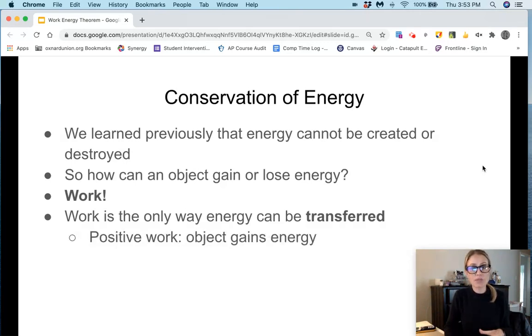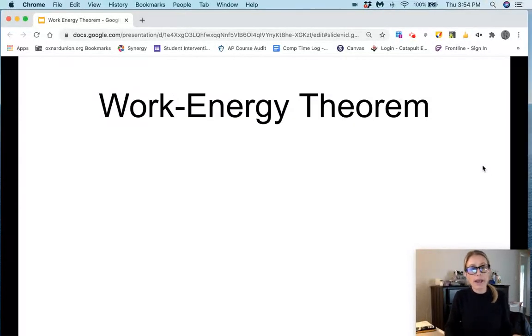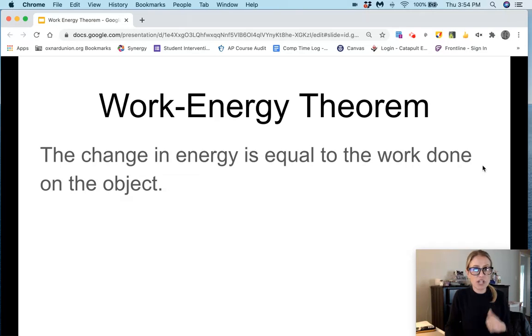So positive work means that object is gaining energy. Negative work means the object is losing energy. So what we can do here is we can actually write an equation for this. And this is called the work-energy theorem. So the change in energy is equal to the work done on the object. So that means in terms of equations, our delta E, or our change in energy, is equal to work.